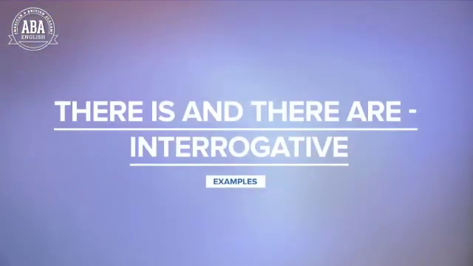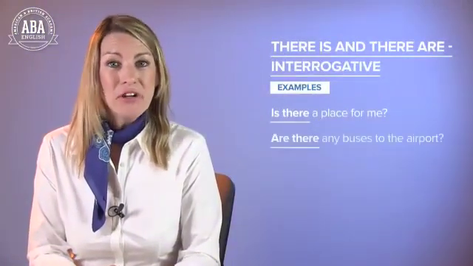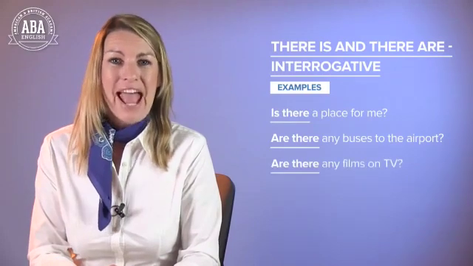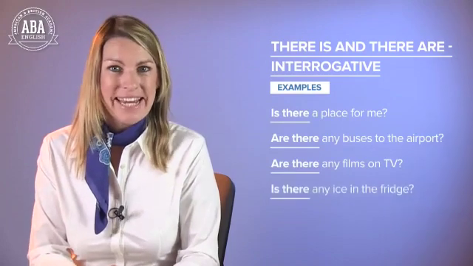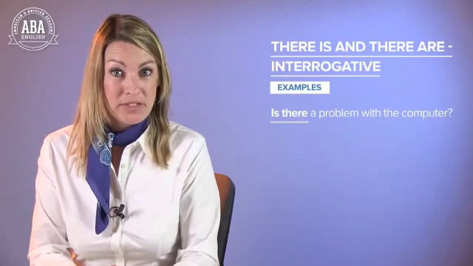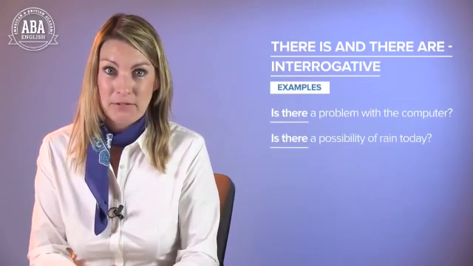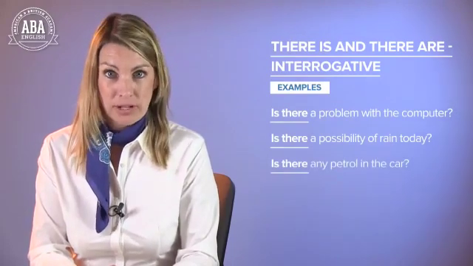Let me give some more examples of there is and there are in the interrogative. Is there a place for me? Are there any buses to the airport? Are there any films on TV? Is there any ice in the fridge? Is there a problem with the computer? Is there a possibility of rain today? Is there any petrol in the car?